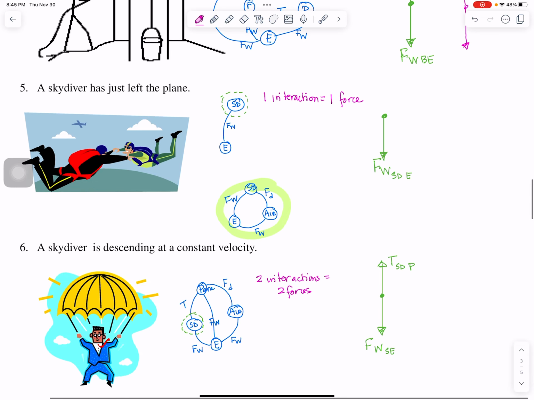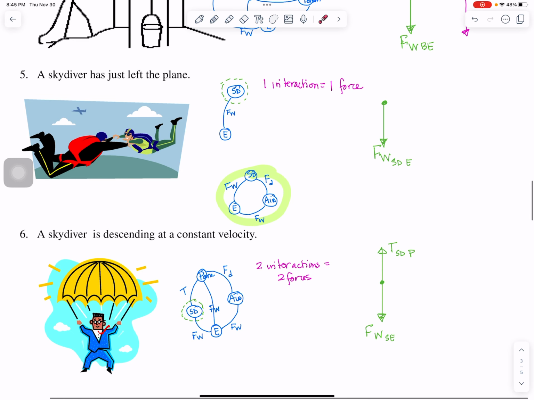Okay, skydiver has just left the plane. I've got boundary around the skydiver, have to have the boundary, 1 interaction, have to put on the number of interactions, 1 force. That means on my free body diagram, I only have 1 force. Don't forget the dot. I have weight going down.